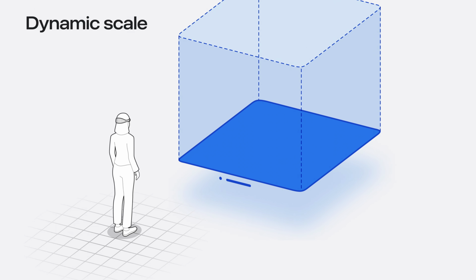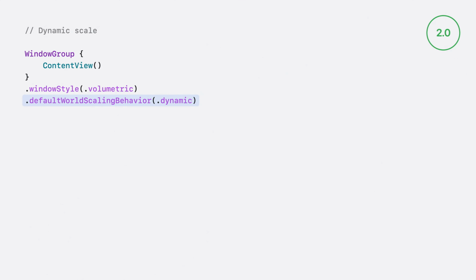However, volumetric experiences that rely on dense content with a large number of different interactive areas also benefit from dynamic scale. To make a volume dynamic scale, use the new scene modifier called Default World Scaling Behavior. Because Botanist is an interactive game, it makes sense for the level to be dynamic scale, so I enable this behavior with the dynamic option.